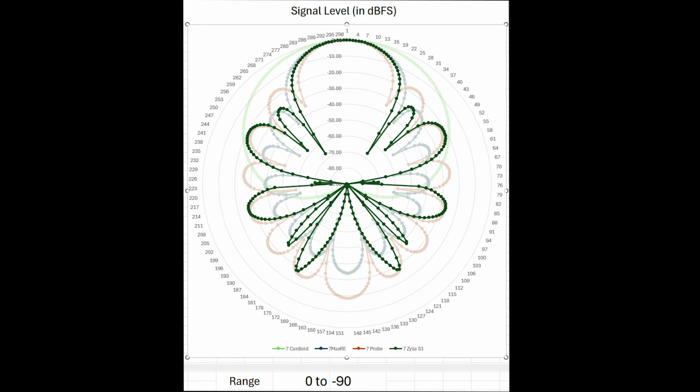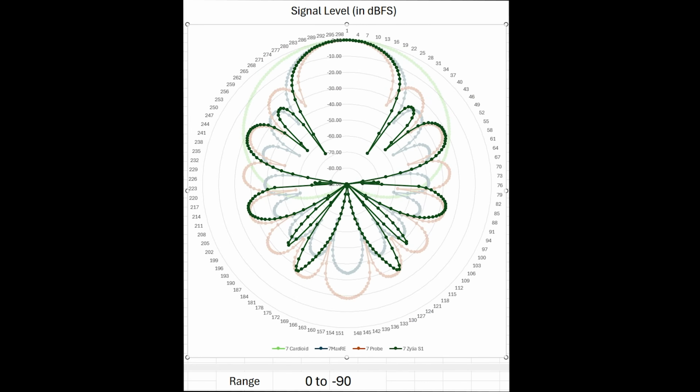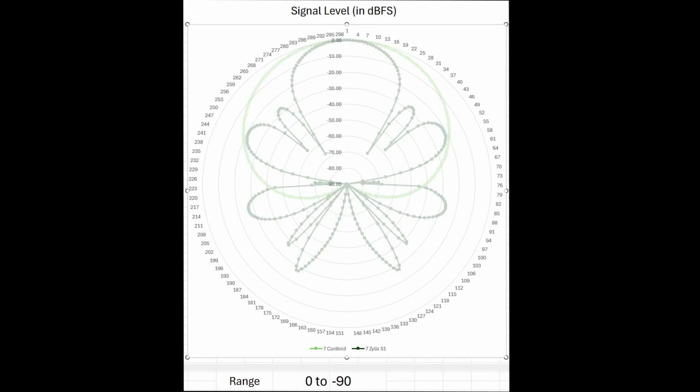Okay, now how about Audio Brewers algorithm? Okay, let me just hide the probe and the max-re because they're really, really inferior in comparison to Zilia's. So here you have Zilia, and then you have here the cardioid. How does the beam look if we use the Audio Brewers algorithm? Let's check it out.